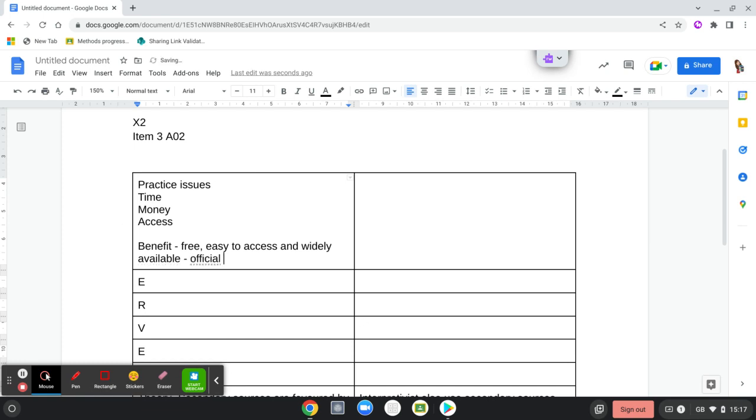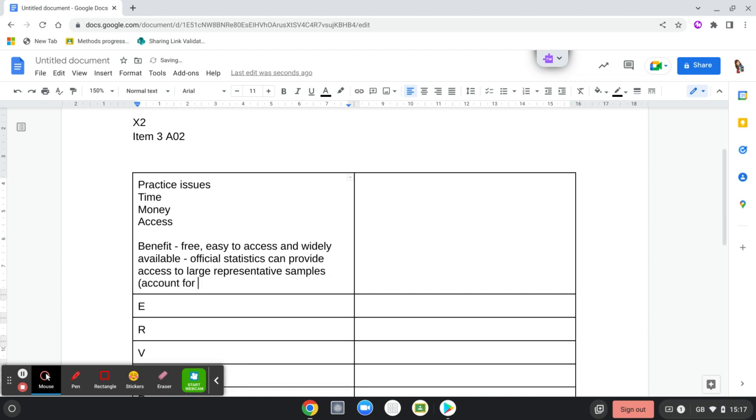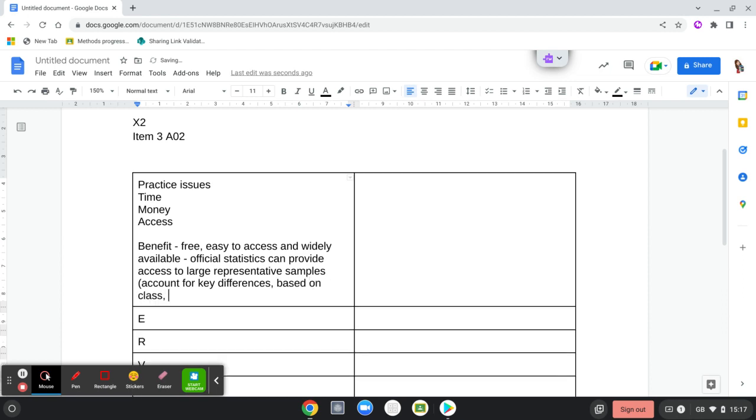For example, official statistics can provide access to very large, representative samples that account for key differences based on class, gender, and ethnicity.